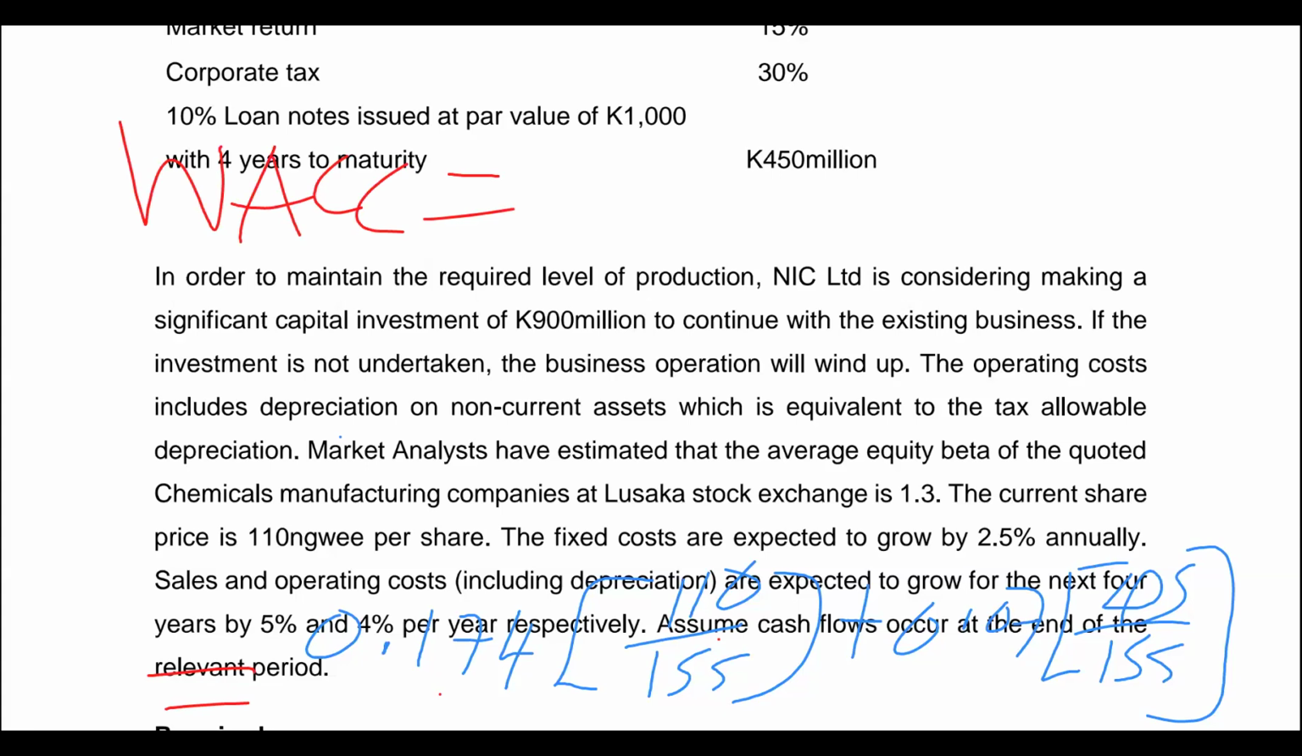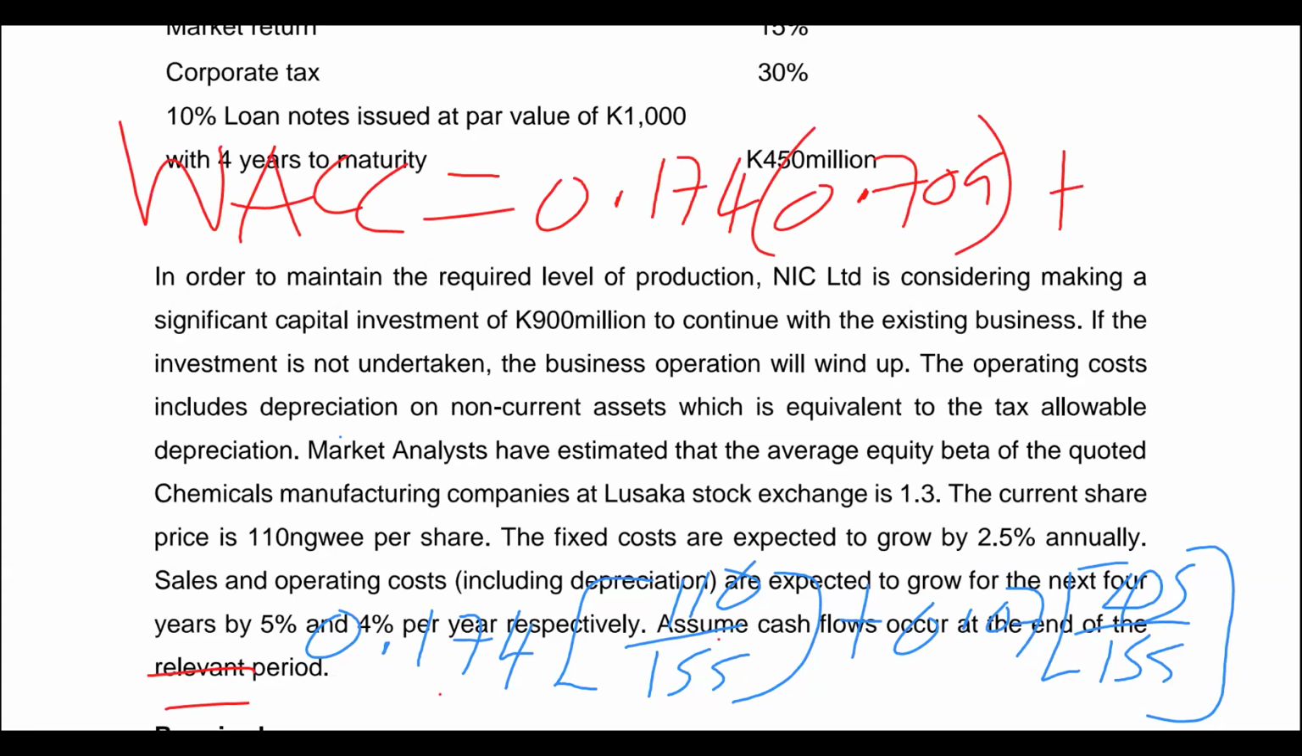So since you're writing there, maybe we can start. We have 0.174 by 0.709, plus 0.07 times 2.903. It's not the 450 one, it's divided by 55. Oh, it's 45, not 450.